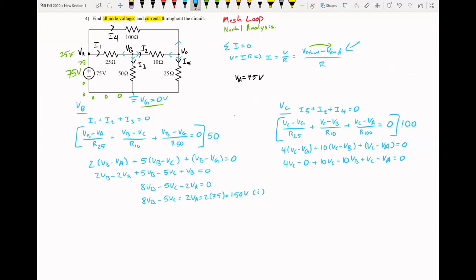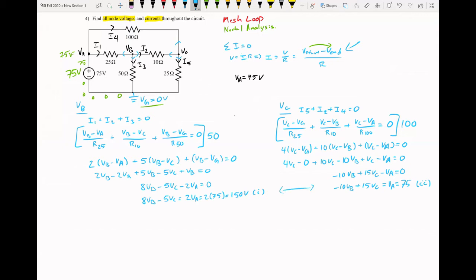Now we just need to combine like terms, and it looks like we have minus 10 V of B, 15 V of C, and then we have minus V of A is equal to 0. But we know V of A, so we can do negative 10 V of B plus 15 V of C is equal to V of A, which is just 75. All right, and that's our equation 2. So now we just need to solve this system of equations.